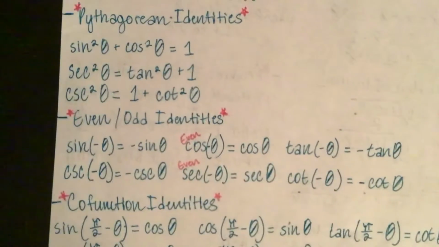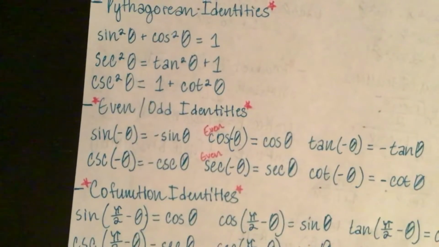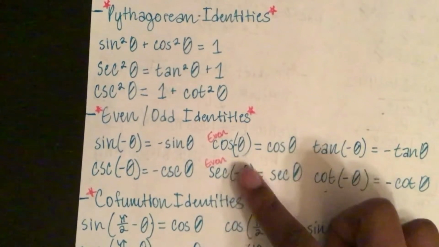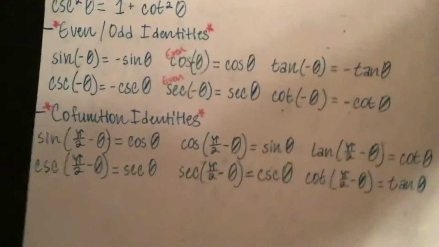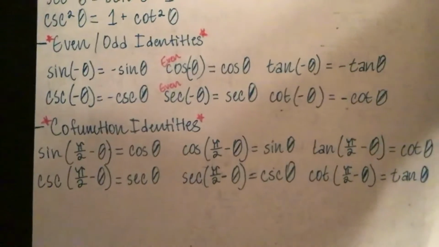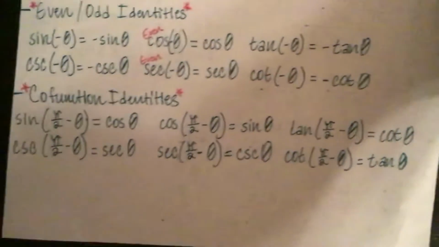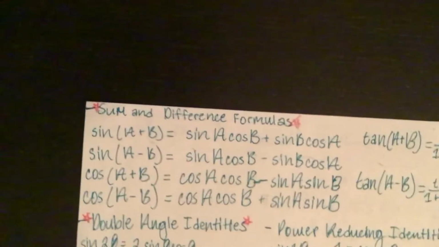Here are some even and odd identities. Cosine and secant are always going to be even. The rest are odd, as you can see here. These are the cofunction identities. I did not demonstrate these last week. Here are the sum and difference formulas.